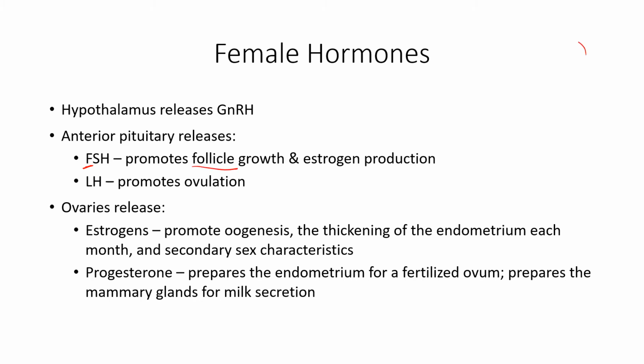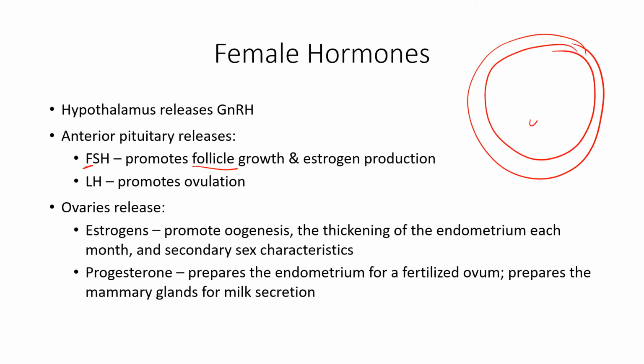Just keep in mind, a follicle is a ring of cells that surrounds an oocyte. So here's your oocyte in the middle, and it's got its own little ring of cells called the corona radiata. So when we're maturing the follicle, we're also maturing the oocyte inside. Notice that FSH also promotes estrogen production by the ovaries, while LH, luteinizing hormone, promotes ovulation of this oocyte from its follicle and the ovary.